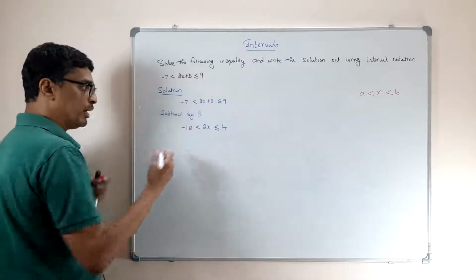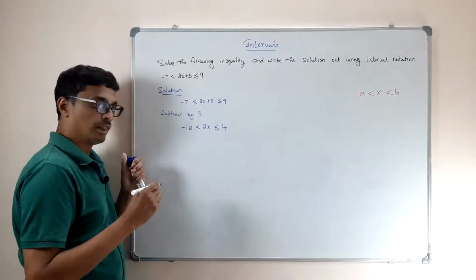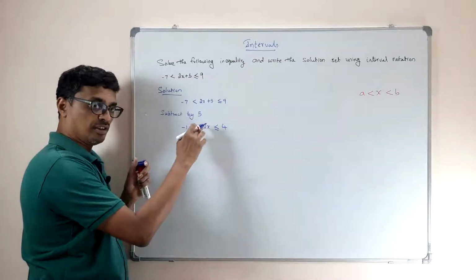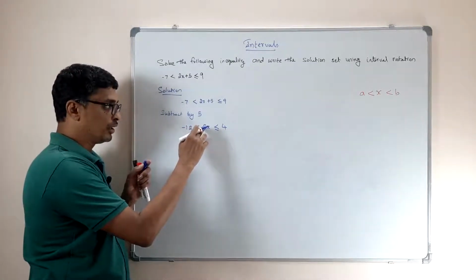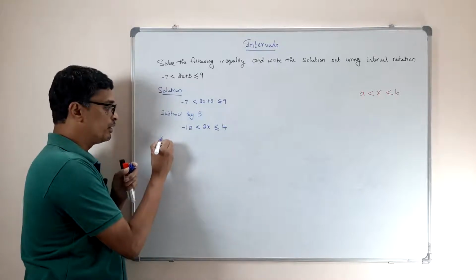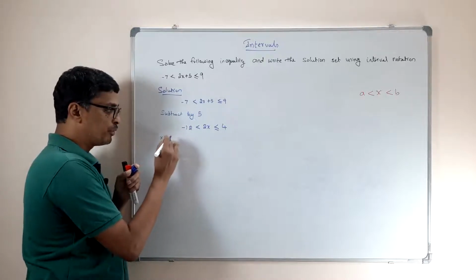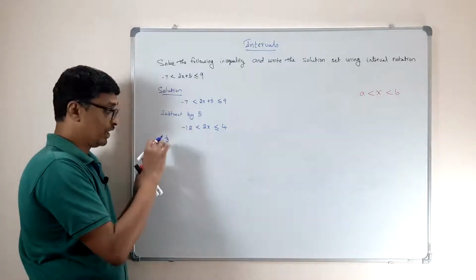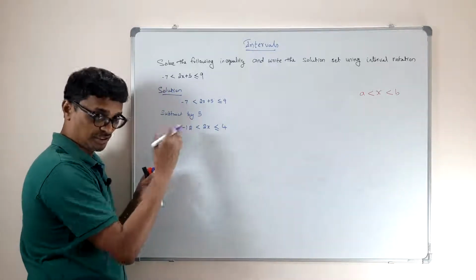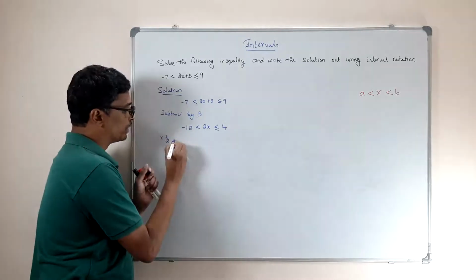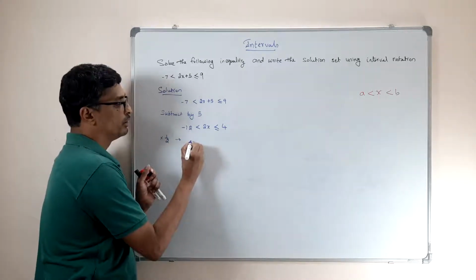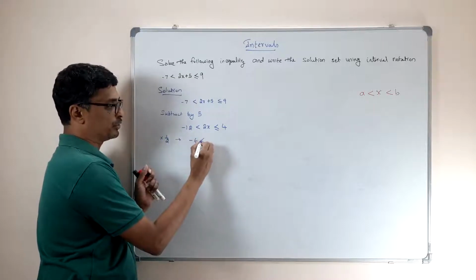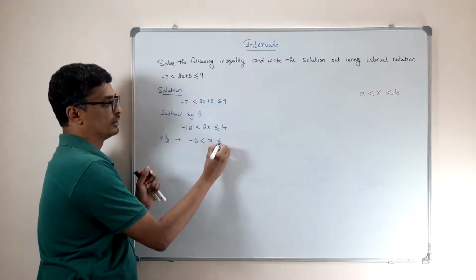Now we have to remove the 2. How to remove the 2? We have to multiply by 1 by 2. Am I right? Is 1 by 2 positive or negative? Positive, so the sign remains the same. If it is negative, then the sign reverses. So then this will give you what? Tell me. Minus 6, because you're multiplying by 1 by 2, dividing by 2. So minus 6 is less than x, less than or equal to 2.